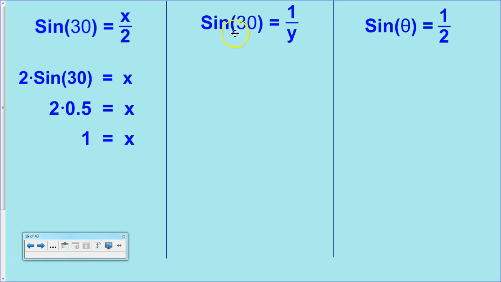On to the next. So here we have our variable down in the bottom, and there are two ways to solve this problem. One is to think of it as a cross products problem where you just simply multiply the means together, set them equal to the extremes.